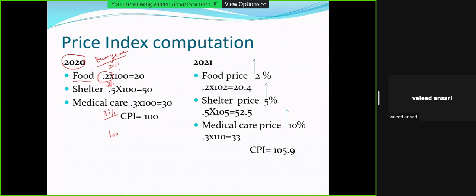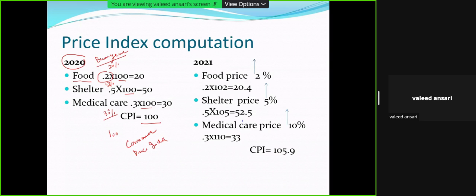Now, the price in the base year is set at 100, all the prices. Now then you multiply 0.2 and 0.5, and so on, and that is the consumer price index, which will be 100, let us say.